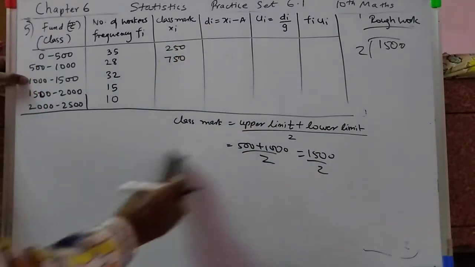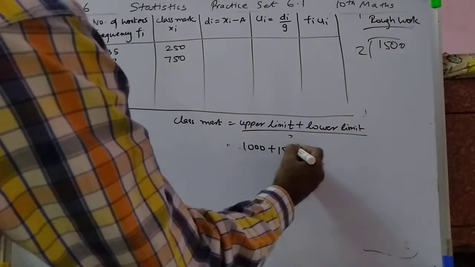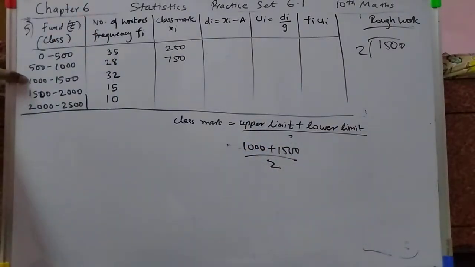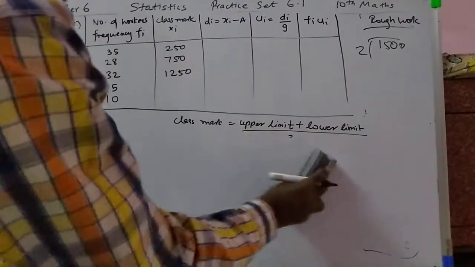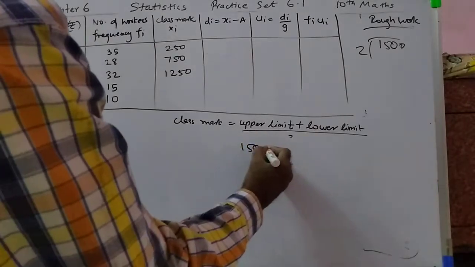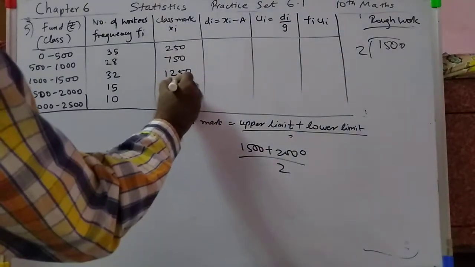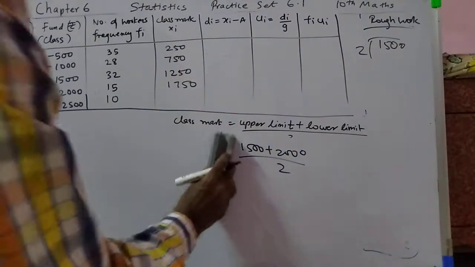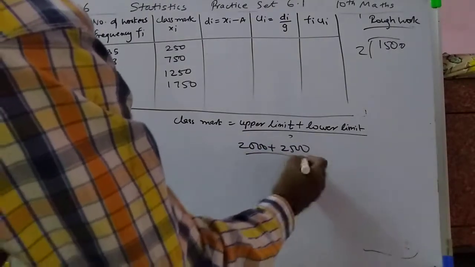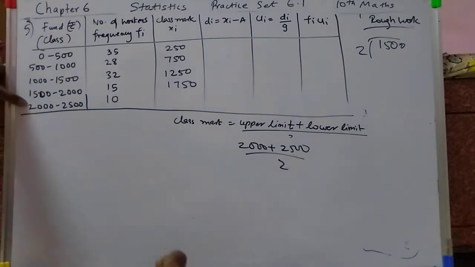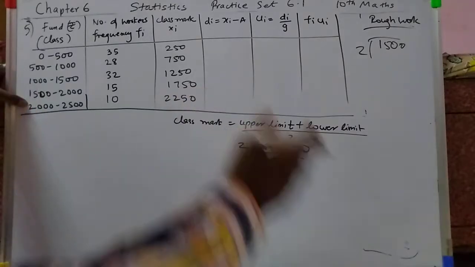Now let's do for this one. Same thing: 1000 plus 1500 divided by 2. So that also we will get as 1250. Now calculate for this. That is 1500 plus 2000 upon 2. That we will get as 1750. Now calculate for this: 2000 plus 2500 divided by 2. So that we will get as 2250. Okay, this is the class mark.